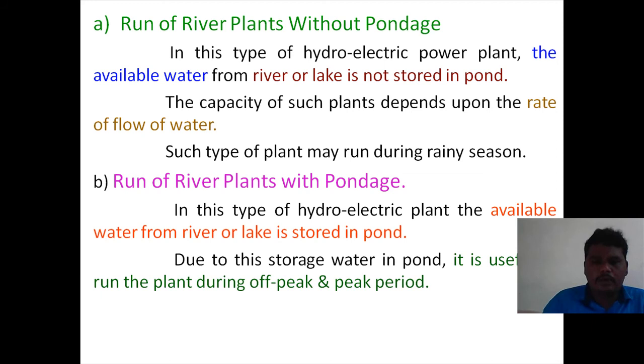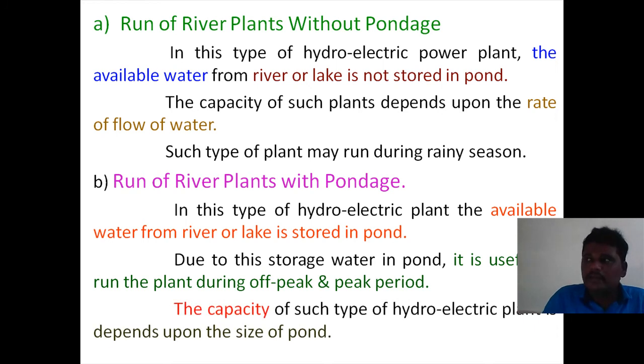Due to the storage of water in the pond, it is useful to run the plant during peak as well as non-peak periods. Whenever there is no rainfall, we can use the stored water. When there is rainfall, we can use the discharge.